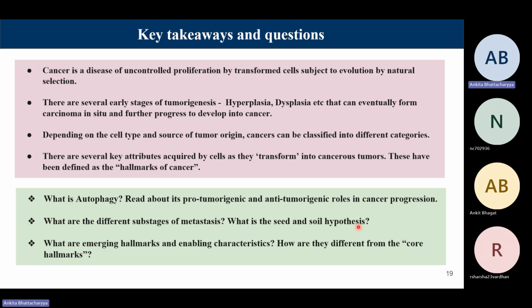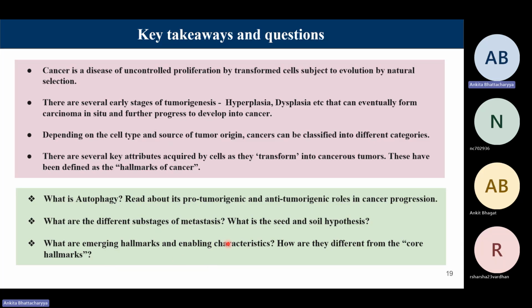Cancer as a disease of uncontrolled proliferation by transformed cells subject to evolution by natural selection. Those were the substages we talked about, classification into different categories, and the key hallmarks and their impact upon cancer. So I will hold off on the questions because I don't have slides on these, like on the seed and soil hypothesis and on the role of autophagy in pro-tumorigenic and anti-tumorigenic fashion. We'll look at that in the next and the final session.